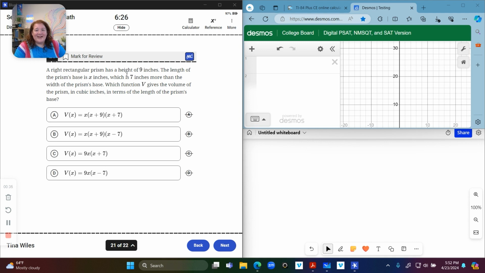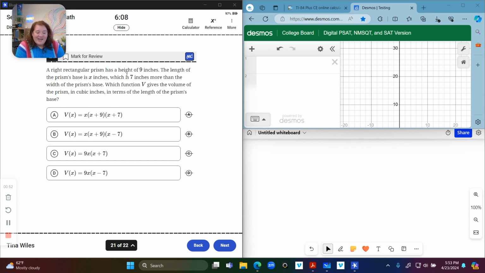I am currently on the Bluebook test 5. I'm still within the first module, but I am on the last 2 problems, which means that these can get a little tricky. Whether you're reviewing or you're learning this material for the first time, you are in the right place. So let's start looking at 21.